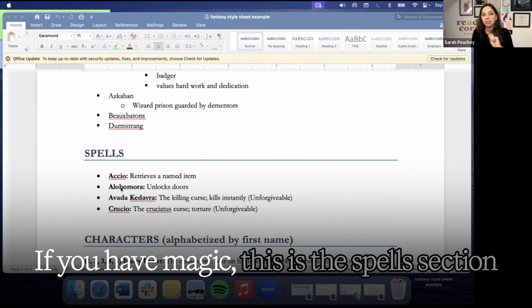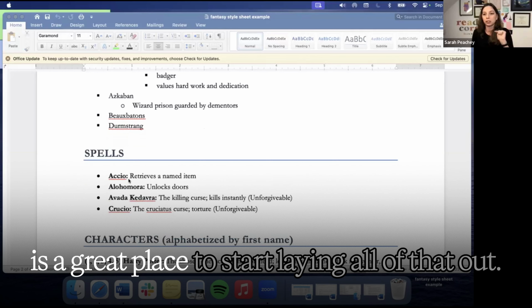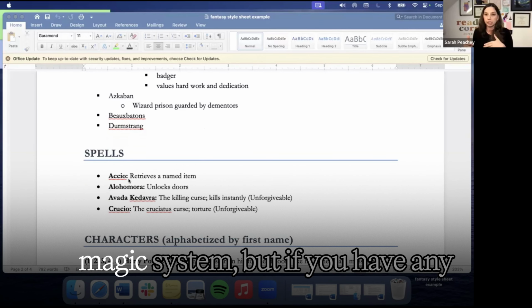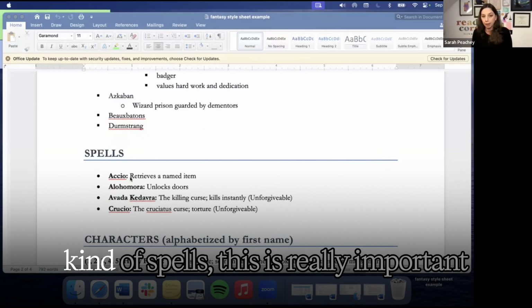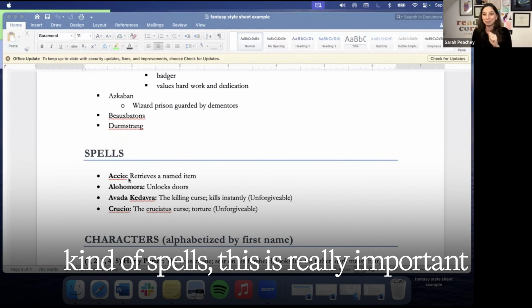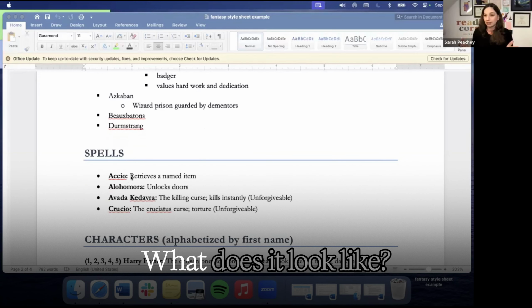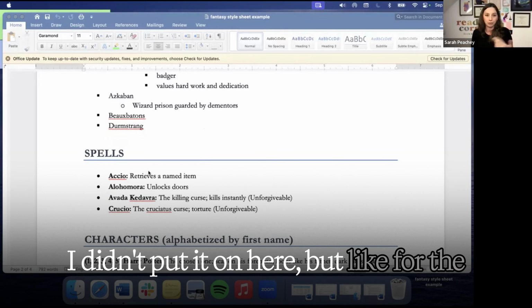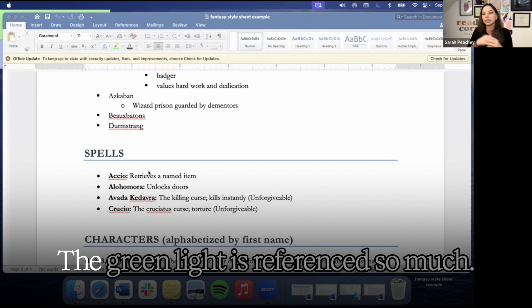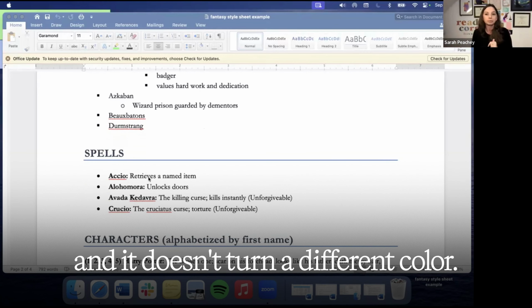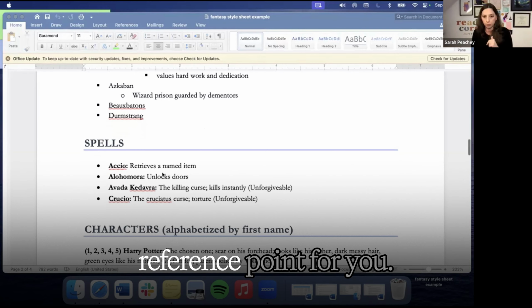If you have magic, the spells section is a great place to start laying all of that out. You can specifically reference your magic system, but if you have any kind of spells, this is really important to have those written out. How do they work? What does it look like? I didn't put it on here, but for the killing curse, it's the green light. The green light is referenced so much. We want to make sure it stays green and it doesn't turn a different color. So that becomes another reference point for you.